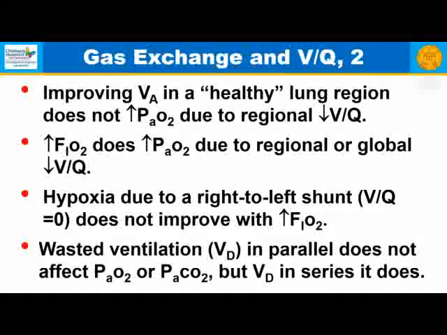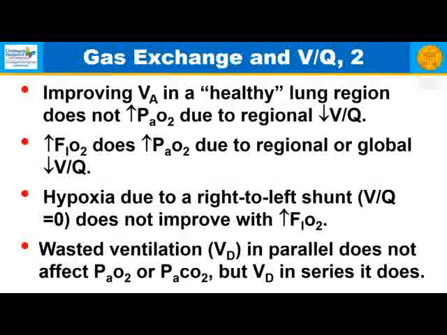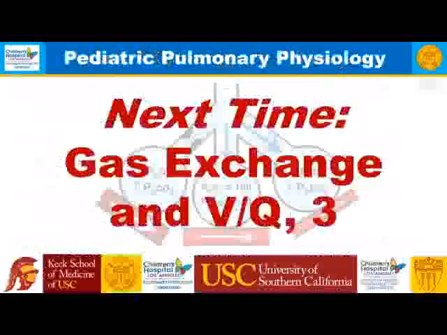Improving alveolar ventilation in a healthy lung region does not improve hypoxia due to regional decreased VQ. Increasing FiO2 does increase PO2 in hypoxia due to regional or global decreased VQ. Hypoxia due to right to left shunt does not improve with supplemental oxygen. Wasted ventilation in parallel does not affect PCO2 or PO2, but wasted ventilation in series does.